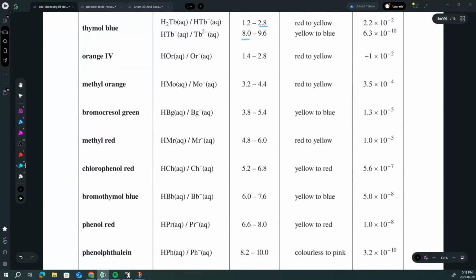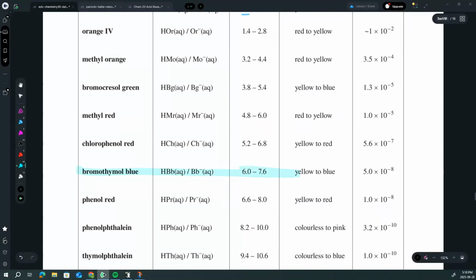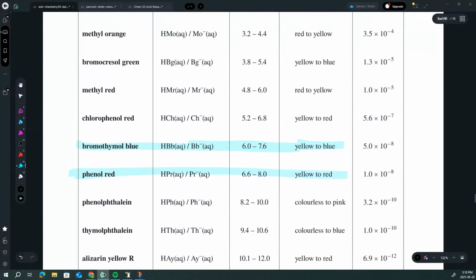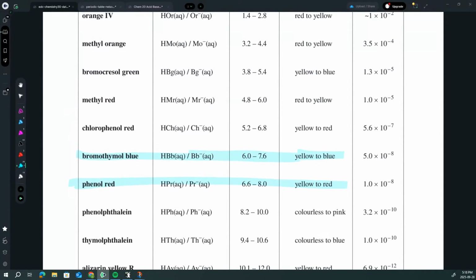Okay, so let's see. We could use bromothymol blue because a pH of 7 is right in the middle of it. We could also use phenol red as our indicator because once again, 7, our endpoint, is right in the middle of it. Okay, and that looks like the only two possible indicators we could use. I would say out of the two of these, phenol red is the better of the two indicators to use just because our endpoint of 7 is closer to the middle of this pH range for this indicator.